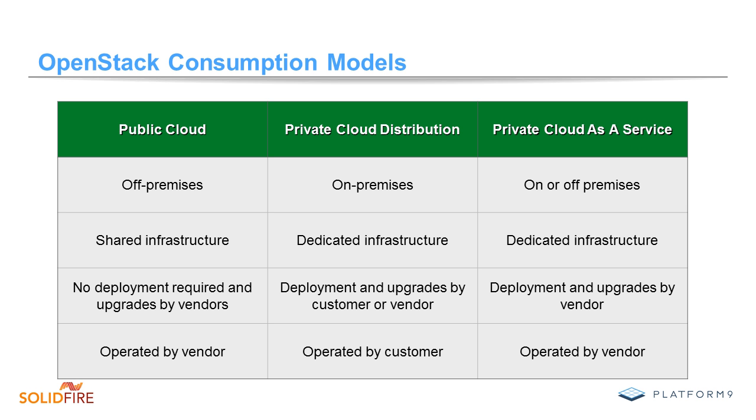So the three primary ways or consumption models. One is obviously the public cloud, which is with the intent of Rackspace, right, to create an open public cloud based on OpenStack. And there are a couple of companies today that are offering OpenStack-based public clouds.